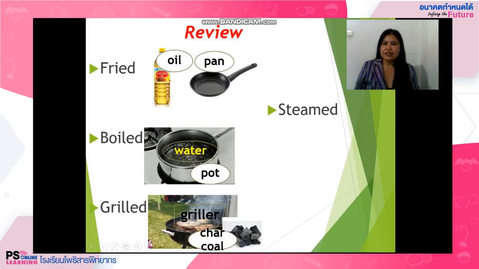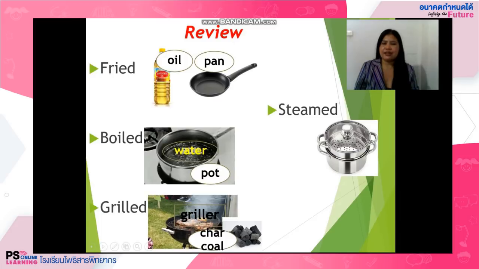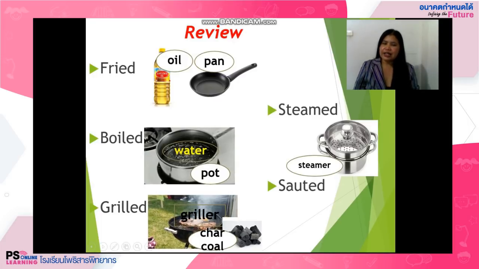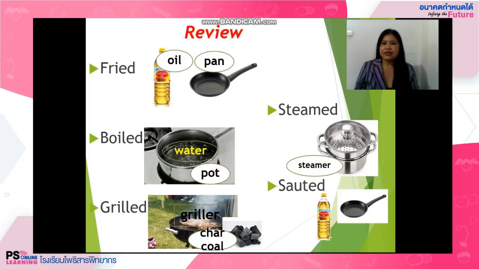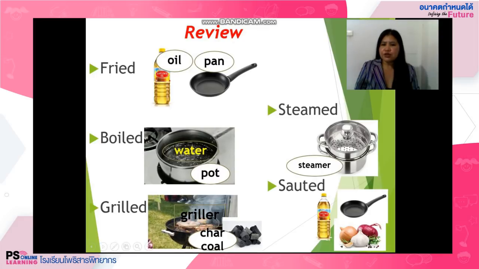Next one is steamed. If you want something steamed, then you need only one thing. This one, it's called a steamer. Okay, write them down. And the last one, if you cook something sauteed, then you need oil and a pan, just like with fried. So you have the oil and the pan, and of course you need onion and garlic. I'll give you a minute or two to write this down in your notebook because you need them later for your quiz.